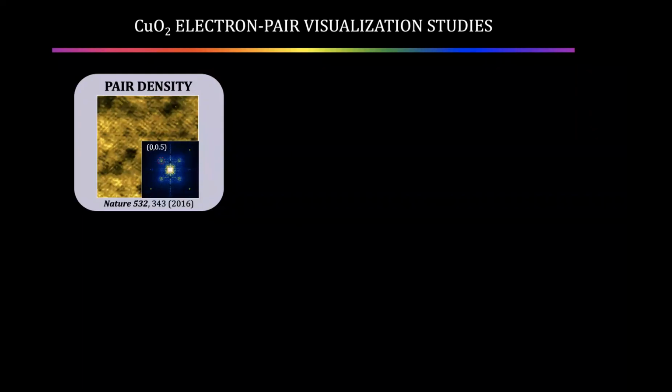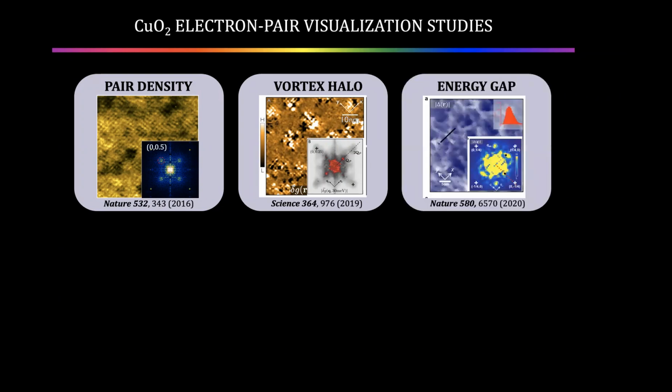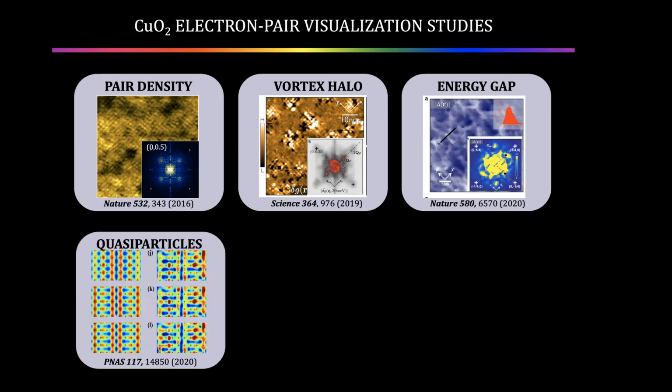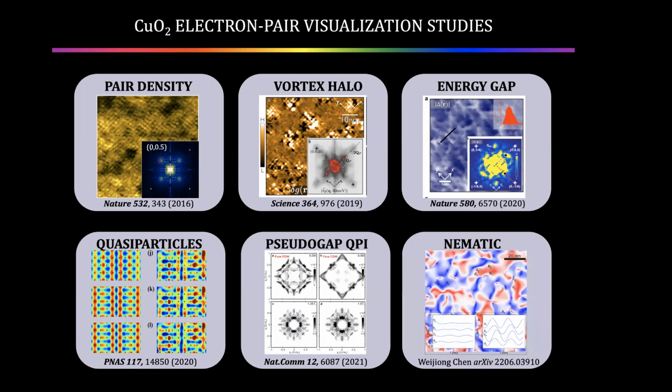All right, so I'm going to talk about visualizing the pair density in the cuprate superconductor BISCO, the condensed superconducting pair density. Then the vortex halo structure in the same compound. Then visualizing the energy gap structure in the same compound. Then visualizing the quasiparticles in real space, apparently of the pair density wave state. Then a little bit about the pseudogap QPI, but Xu Chuang, who was here, talked about this yesterday, I believe. And last but not least, broken rotational symmetry in the pair density wave in the cuprates.